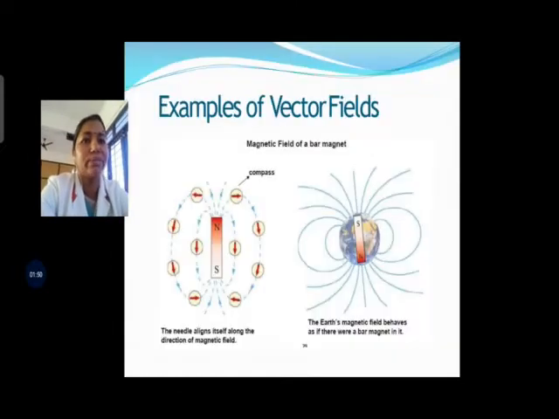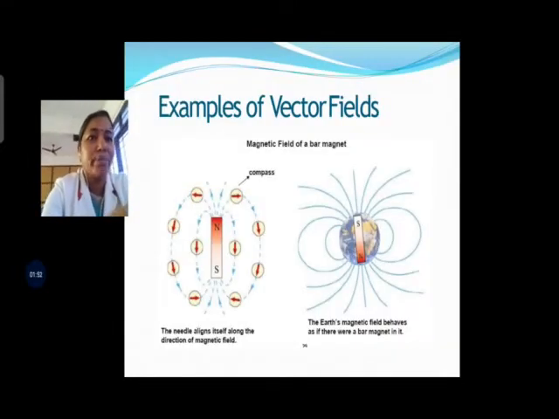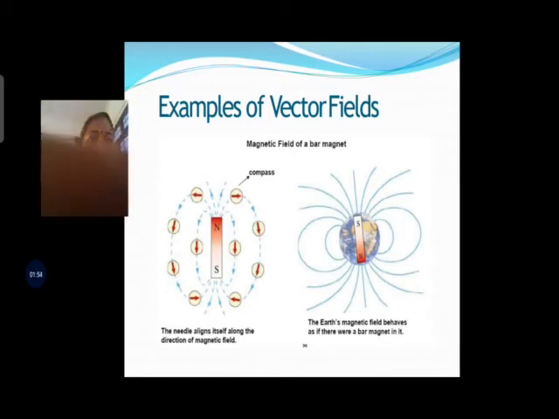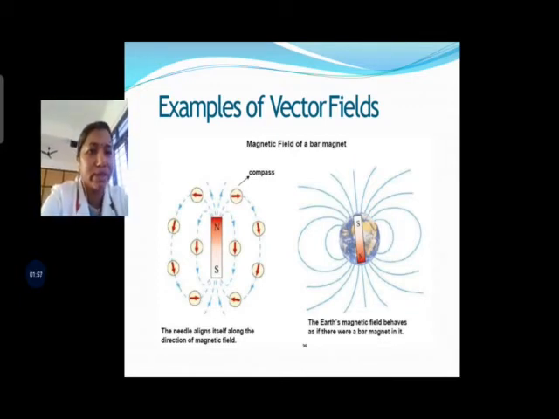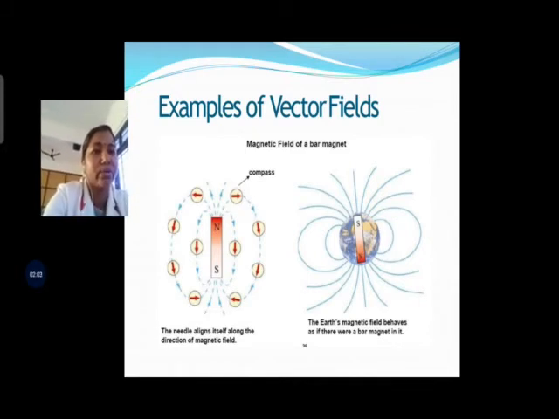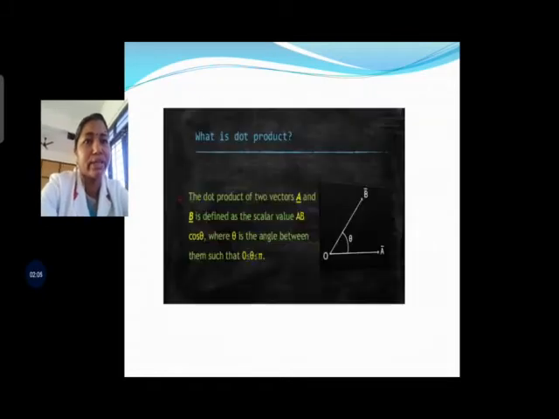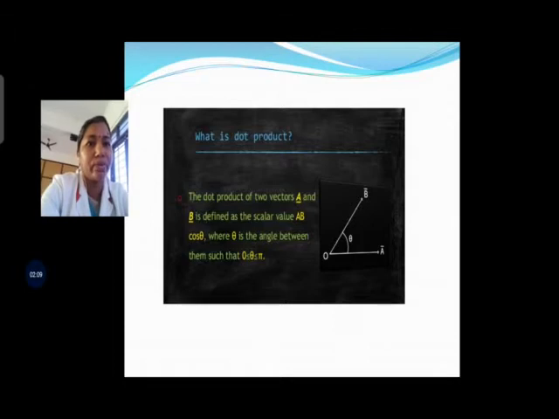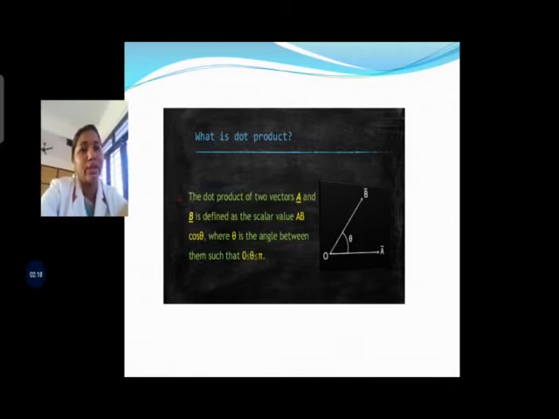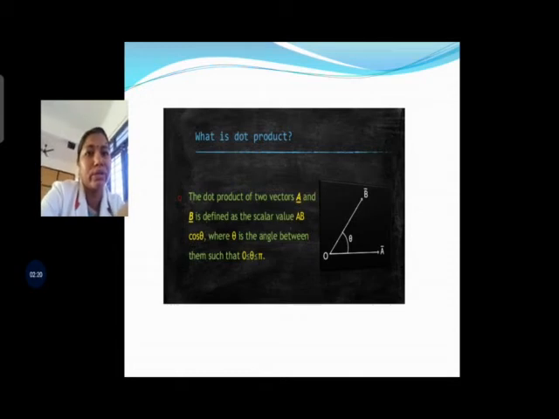So some examples of vector field. Magnetic field of a bar magnet. The needle aligns itself along the direction of the magnetic field. That magnetic field behaves as if there were a bar magnet in it. This is for examples of vector field. So next one is dot product. Dot product of two vectors A and B is defined as the scalar value A dot B equal to AB cos theta. Theta is the angle between A and B. So the angle may vary from 0 to pi.